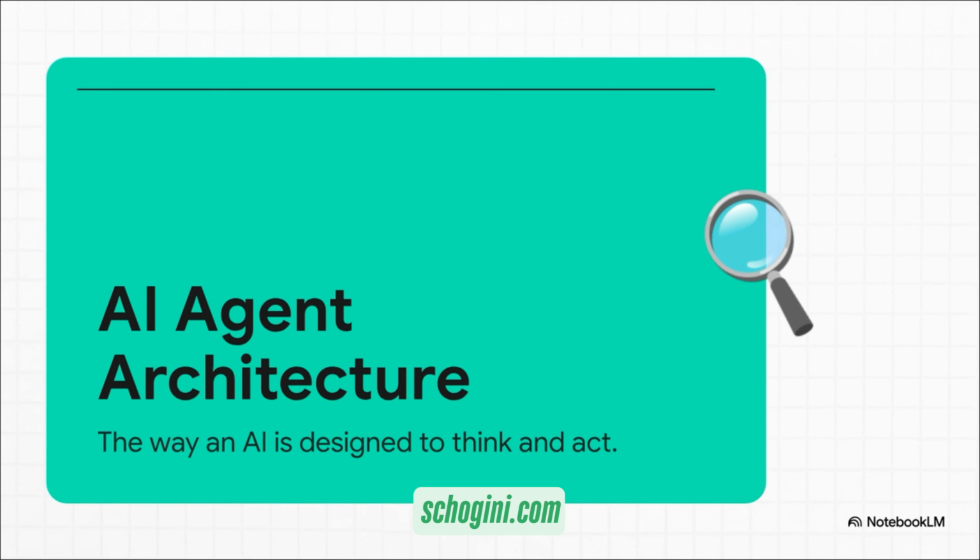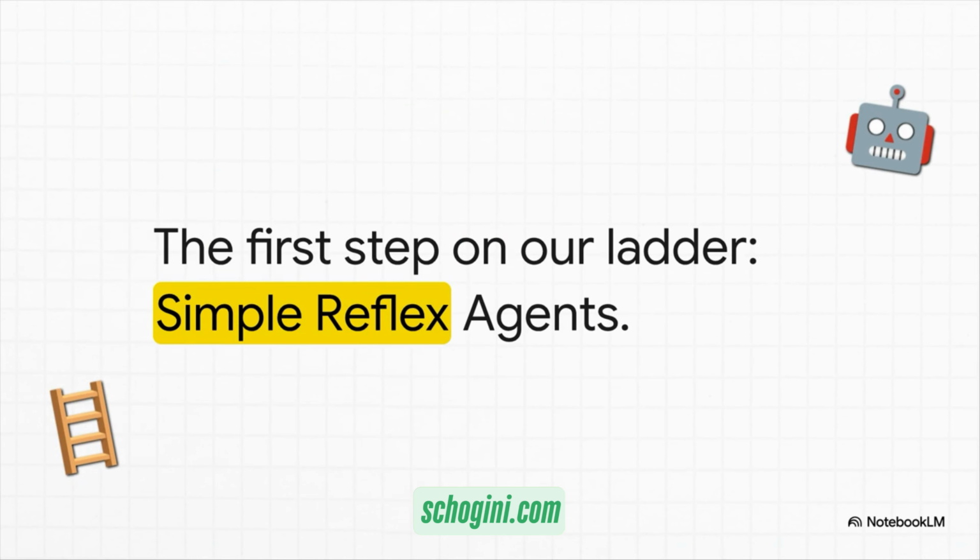Okay, before we go any further, let's just nail down this one key idea. When we talk about an AI agent's architecture, we're really just talking about its internal blueprint. It's the fundamental design that tells it how to process information and ultimately what to do next. Simple as that. All right, here we go.